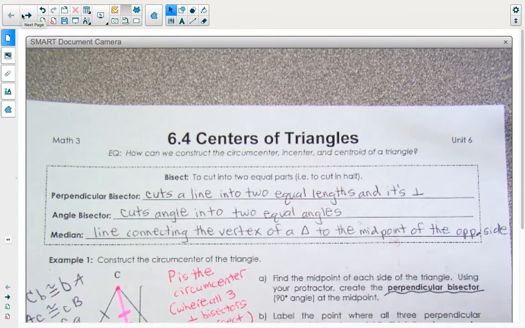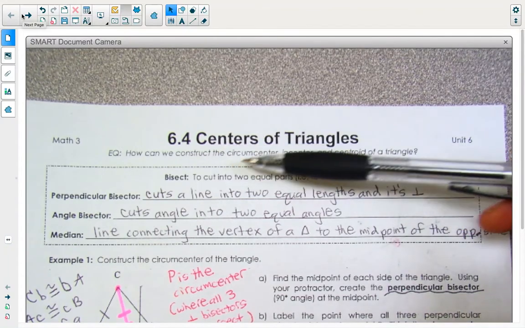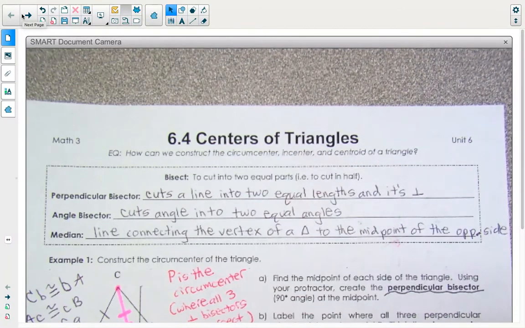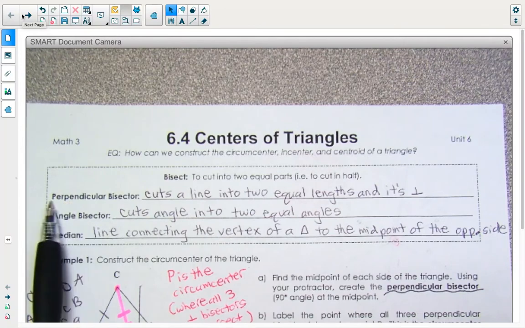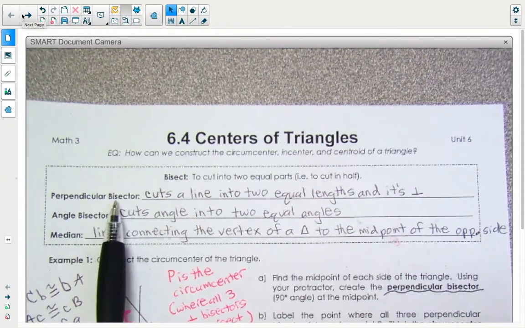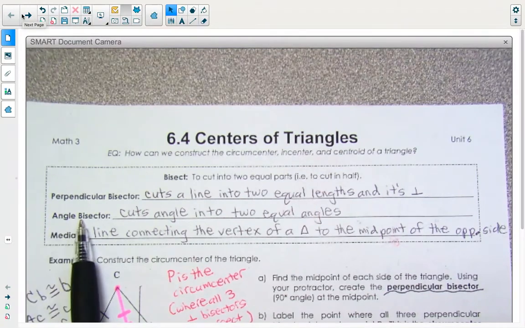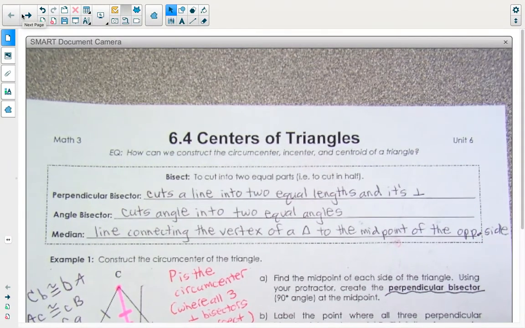To bisect something means to cut it into two equal parts, and in simpler terms, it means to cut it in half. Perpendicular bisector means to cut a line into two equal lengths, and it's also going to be perpendicular. Perpendicular, we know, intersects at 90-degree angles. Bisector is going to cut it in half. So a perpendicular bisector is a line that cuts something in half and is perpendicular to some other line.